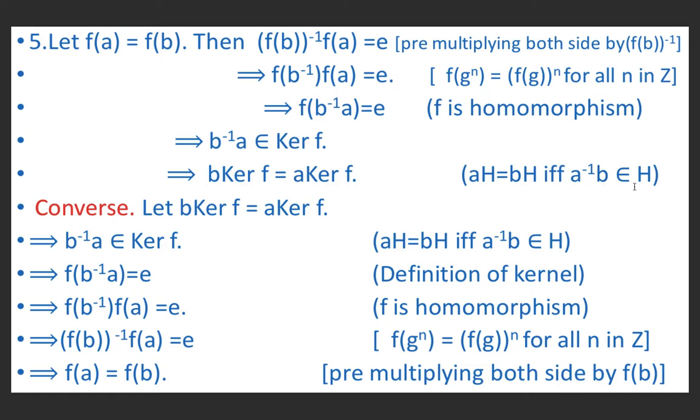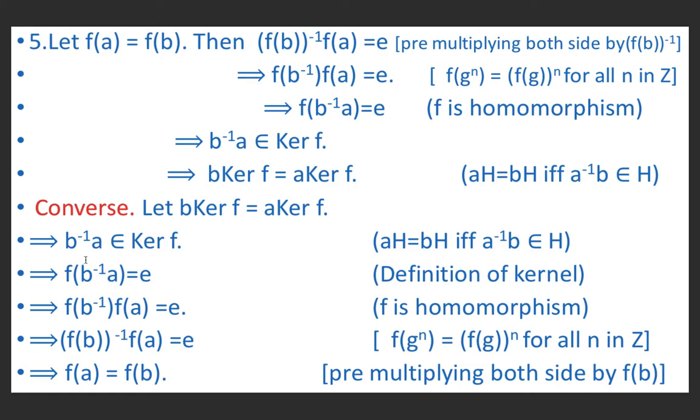So if A inverse B belongs to H, then AH is equal to BH, meaning A kernel F is equal to B kernel F. Here B inverse A belongs to the kernel of F. Now the converse: let B kernel F be equal to A kernel F. It implies B inverse A belongs to the kernel of F by the property of a coset. This we have studied in the previous lecture.